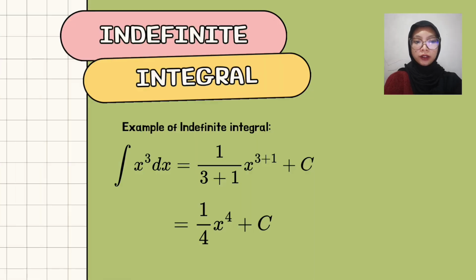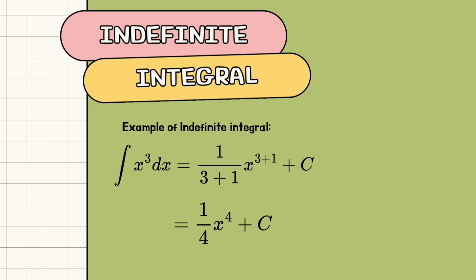Here is an example of indefinite integral. The integral of x cubed dx is 1 over 3 plus 1 times x to the power of 3 plus 1 plus c. So, the result is 1 over 4 times x to the power of 4 plus c.